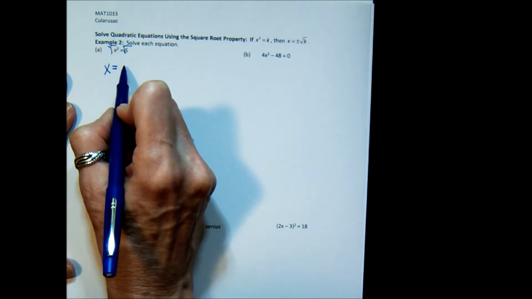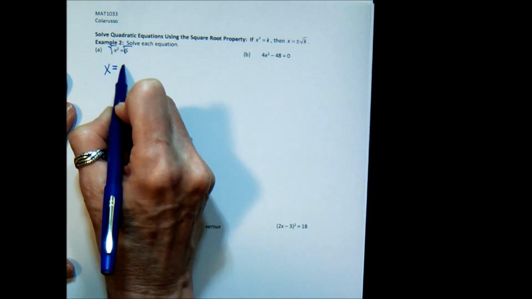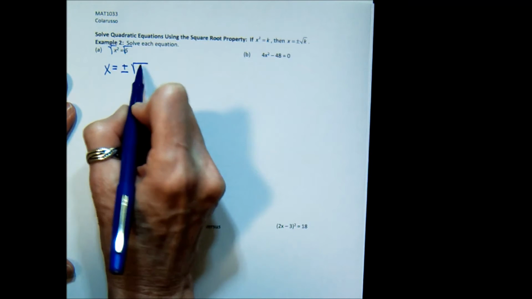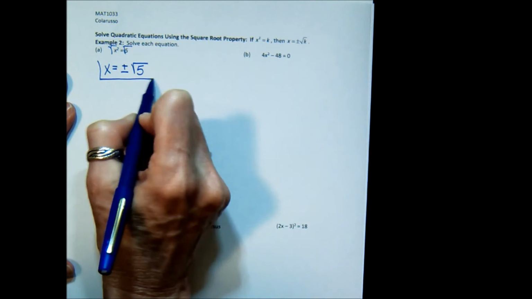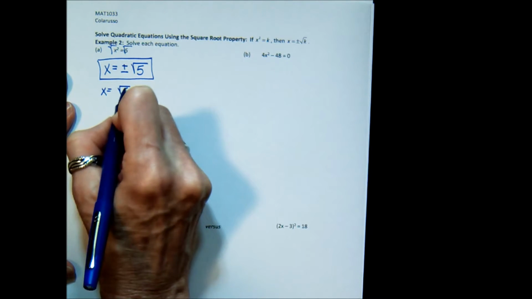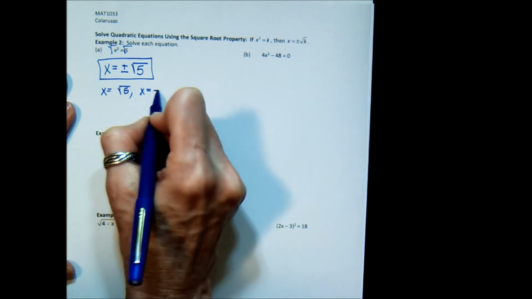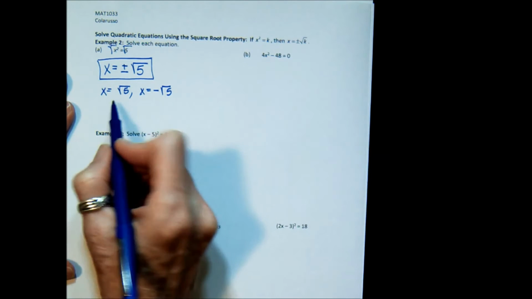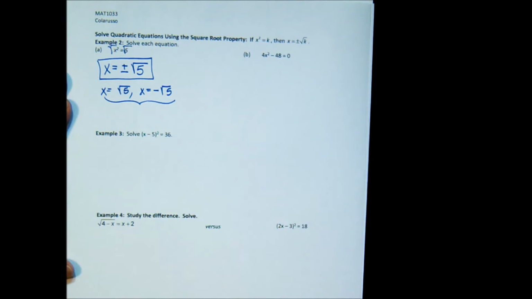The square root of 5, I want both the positive and the negative root, so it's plus or minus square root of 5. And that is how I get my two answers. X equals positive square root of 5, x equals negative square root of 5. It's not really necessary to write it like that. It's perfectly fine to write it like this with the plus or minus.